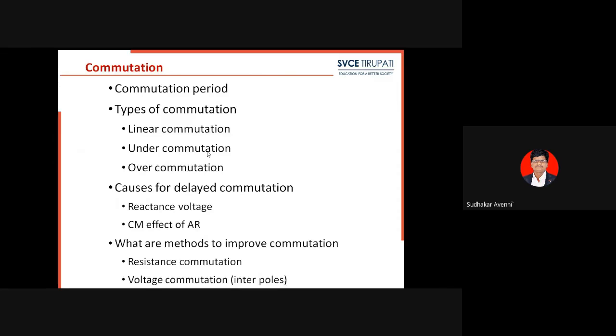Causes for under commutation: one, as already discussed, is the cross magnetization effect of armature reaction. The other one is reactance voltage. So what is meant by the reactance voltage?